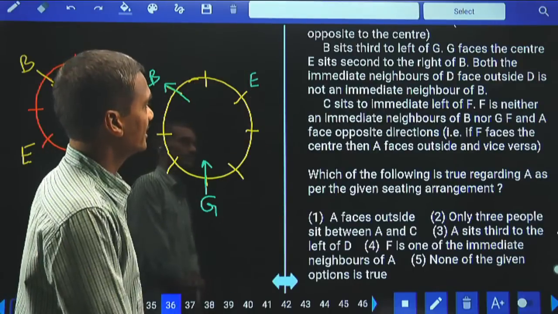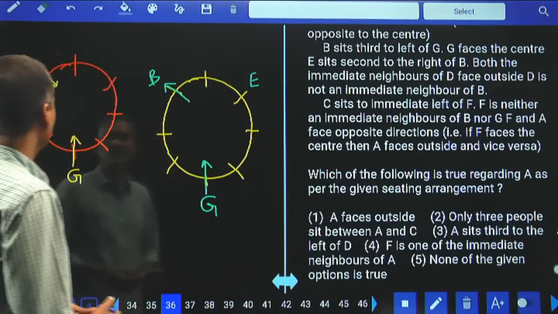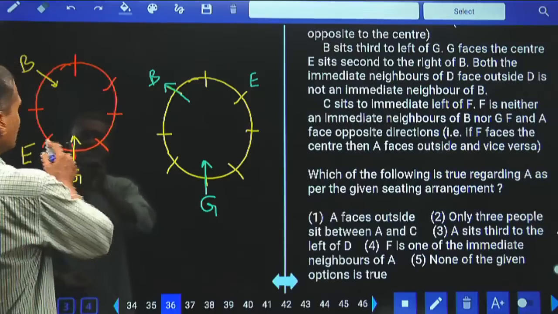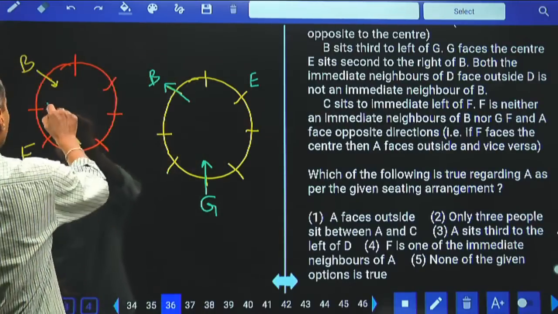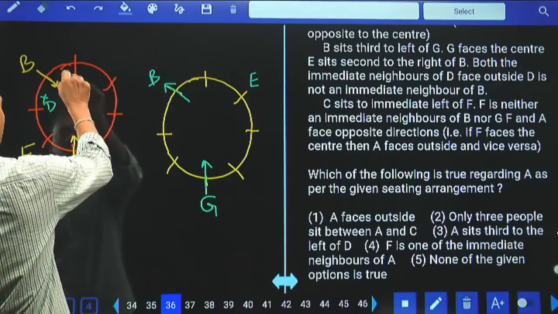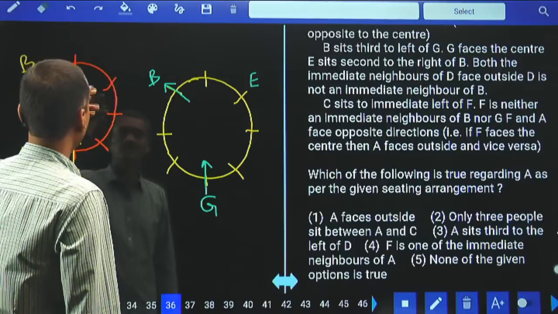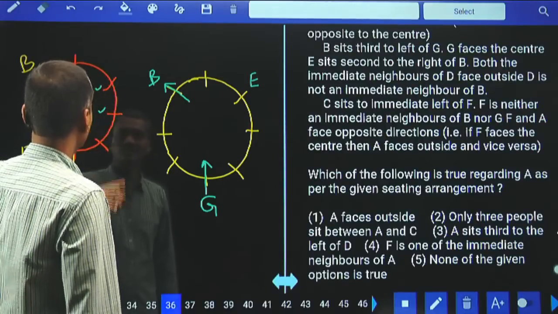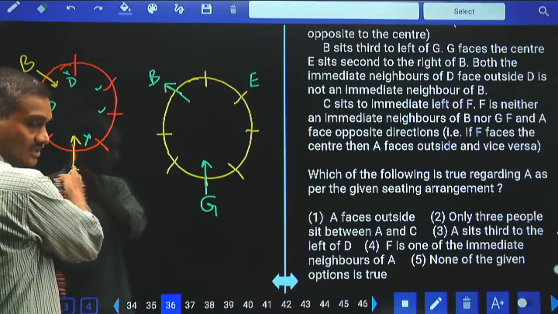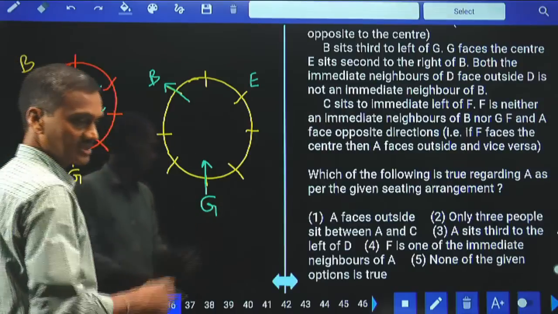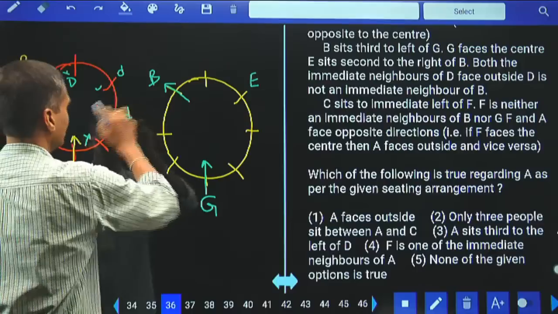Then the next one, what is the next information we have? Both the immediate neighbors of D face outside, and D is not an immediate neighbor of B. D cannot be here, D cannot be here. D cannot be in these 2 places. Now D can be here or here, but D cannot be here, because if D is here, one of the immediate neighbors of D is G, that G is facing the center, which should not be the case. Hence in this one, there are 2 different possibilities. D can be here, D can be here.